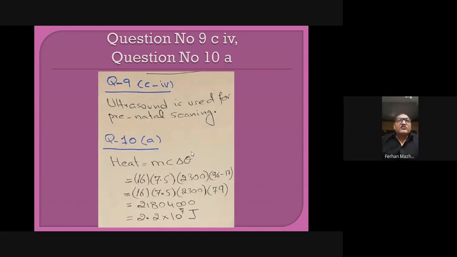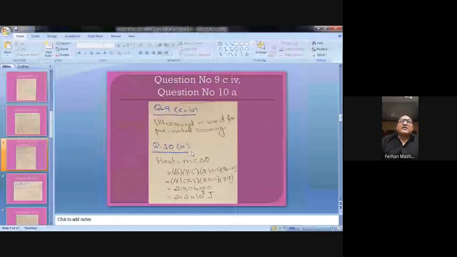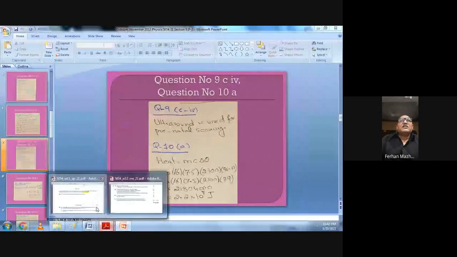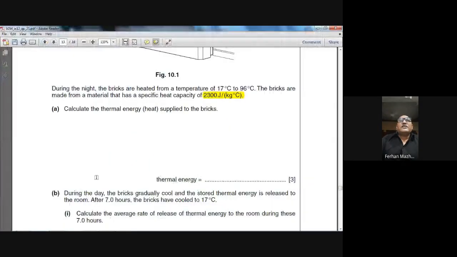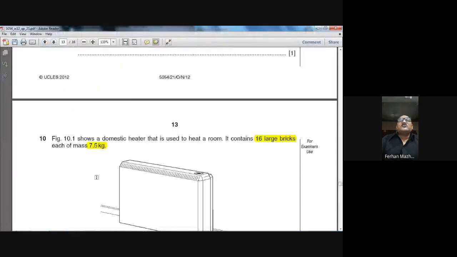So it will be like 2.2 × 10^7 joules, which is the energy required. Let me check the question once again. So how many bricks were there? I have 16 bricks.